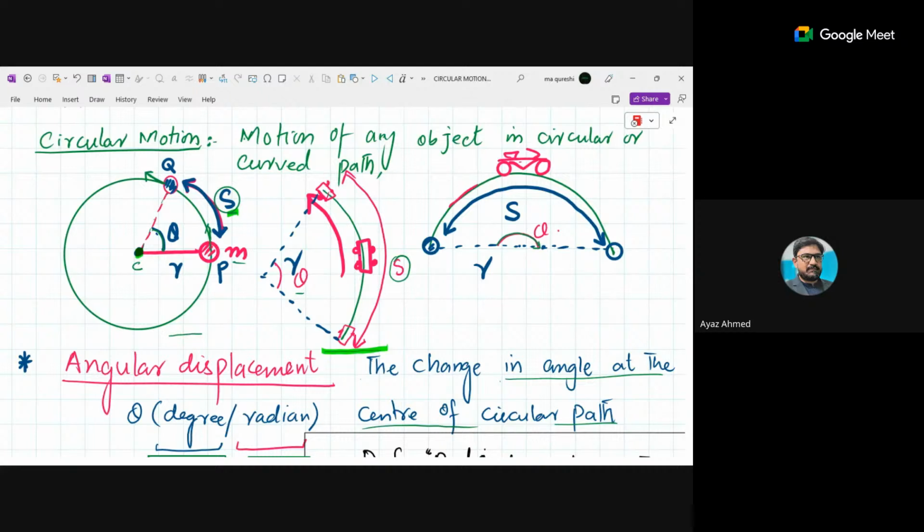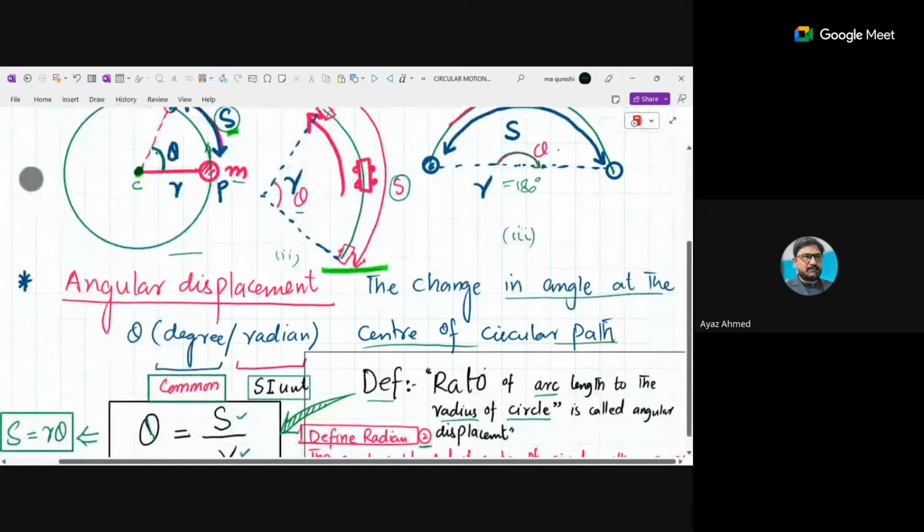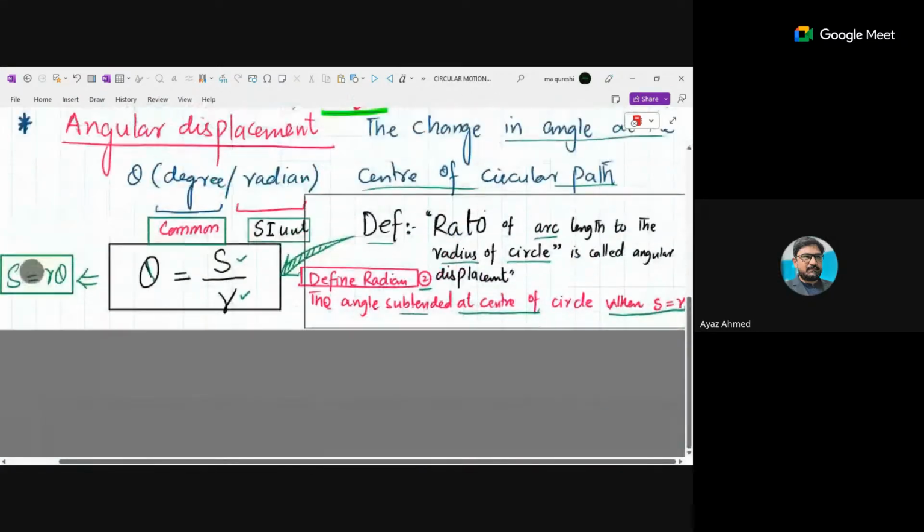In diagram number 2, the arc length increases as the angular displacement increases. Similarly, in diagram number 3, the arc length becomes equal to half of the circumference of the circle, and the angular displacement has increased to half of the angle subtended at the center, which is equal to 180 degrees. We are familiar with this concept. So let's talk about angular displacement in detail.